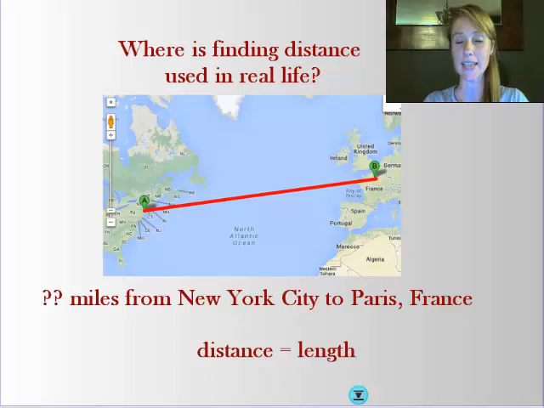Today I'm going to be using the words distance and length interchangeably. That means that they mean the exact same thing. It's a measurement of how far apart 2 points are.